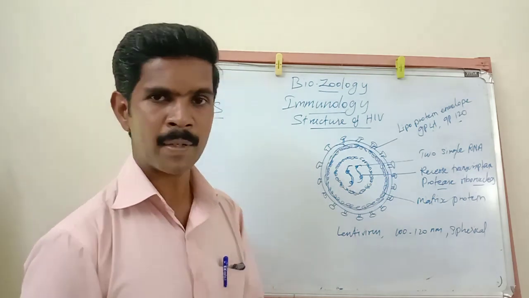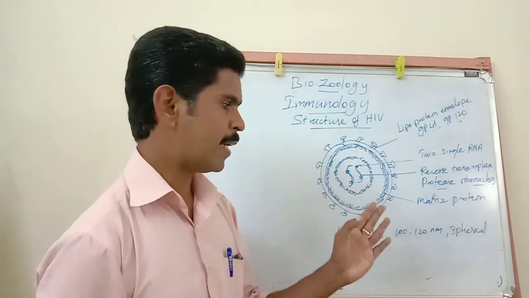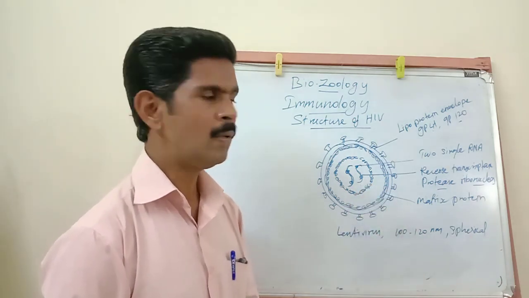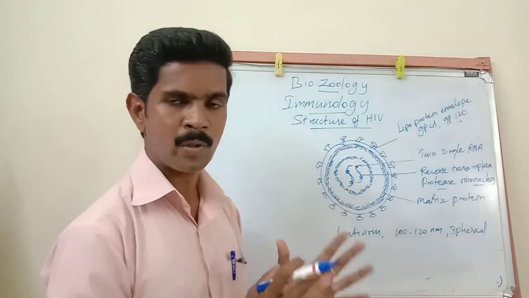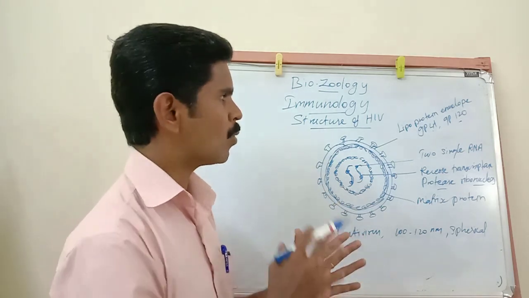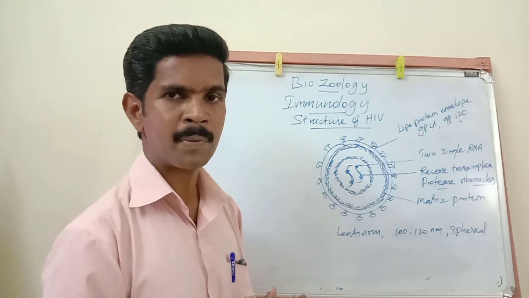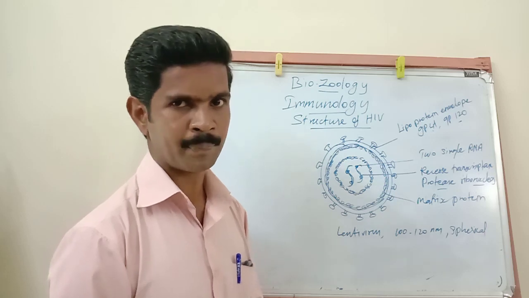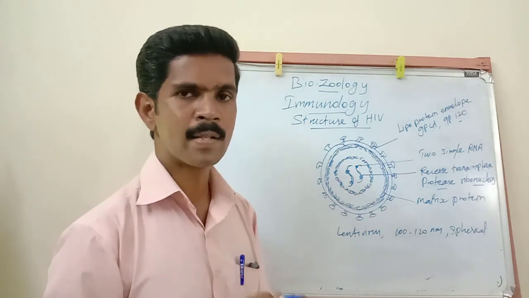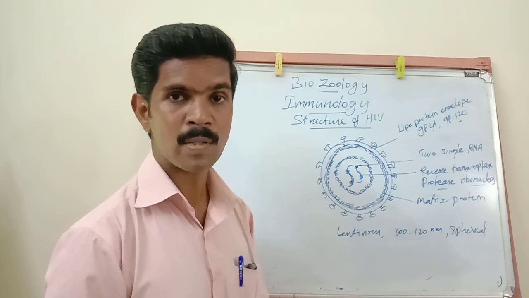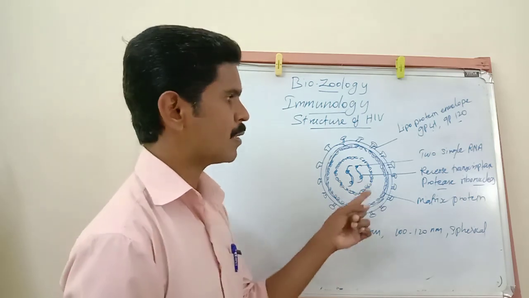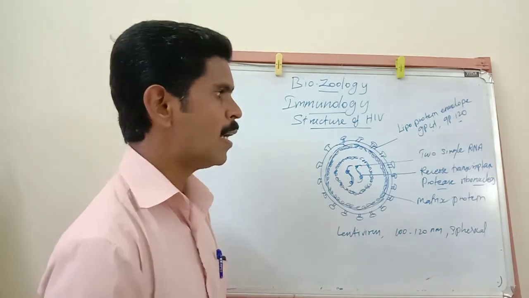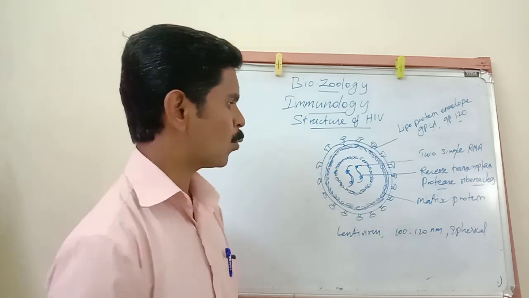Once again I repeat: the genus name is lentivirus, the size is 100 to 120 nanometer, and the shape is spherical. The nucleus is present in the center region and on the outer surface there is a lipoprotein envelope. It has two types of glycoprotein, glycoprotein 41 and glycoprotein 120. The RNA is two single-stranded RNA, attached with the enzyme reverse transcriptase, and two more enzymes are there, called protease and ribonuclease.